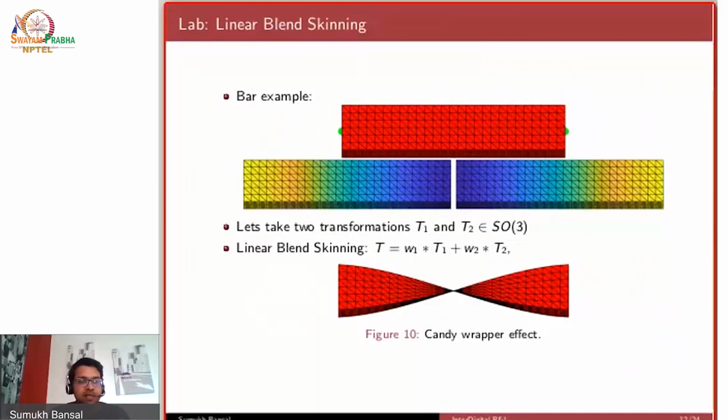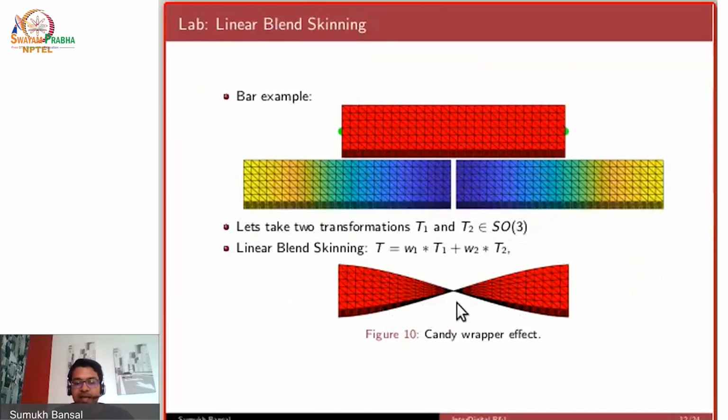Okay, so welcome back everyone. I hope you all were able to play around with the code in the first session, and I hope that you were able to produce the candy wrapper effect. If not, then maybe we are going to discuss it now.